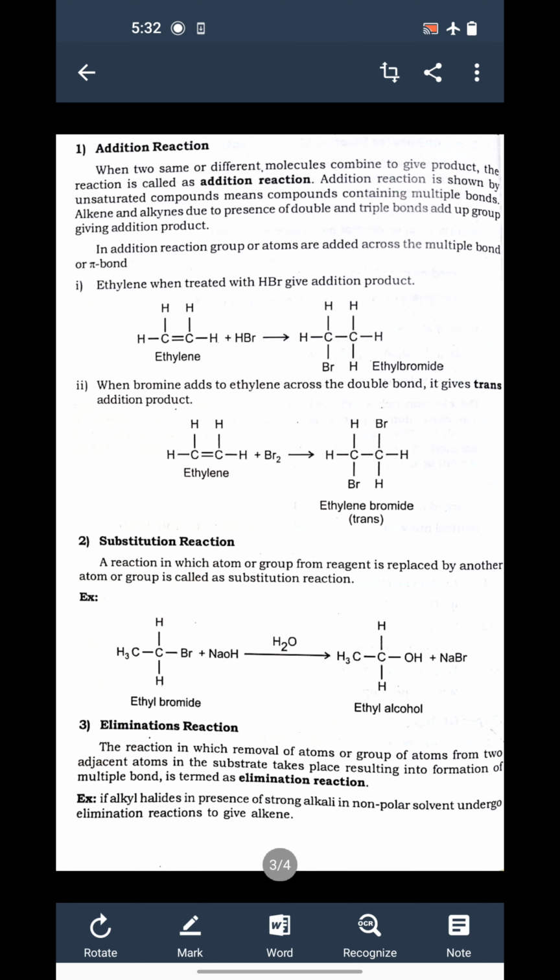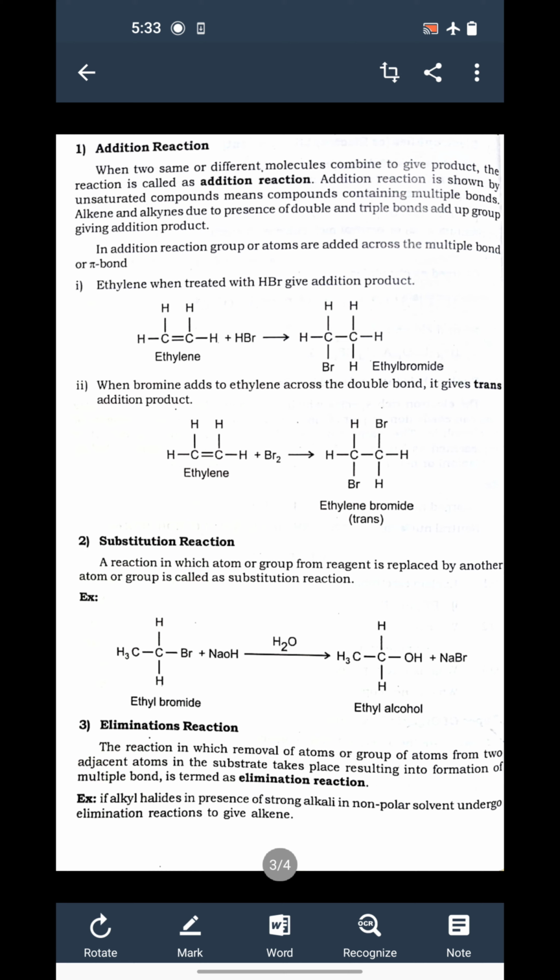The second reaction is substitution reaction. As the name says, substitution means in this reaction we substitute one atom by another. Simply we replace an atom. In the example you can see ethyl bromide, CH3CH2Br. Here Br gets substituted by OH of NaOH. So instead of Br we attach OH, and ethyl bromide becomes ethyl alcohol. Simply, replacement takes place in the reaction, and that reaction is called a substitution reaction.